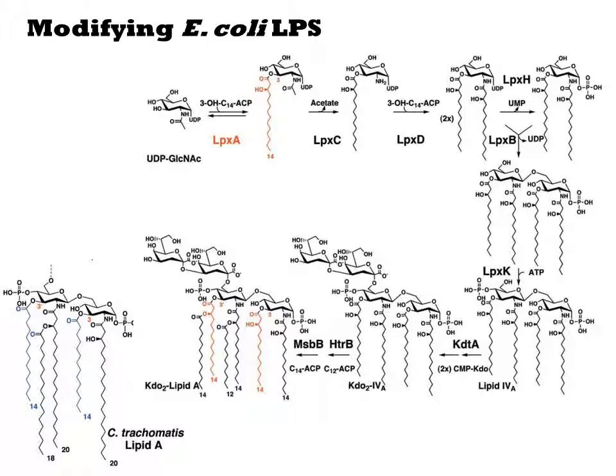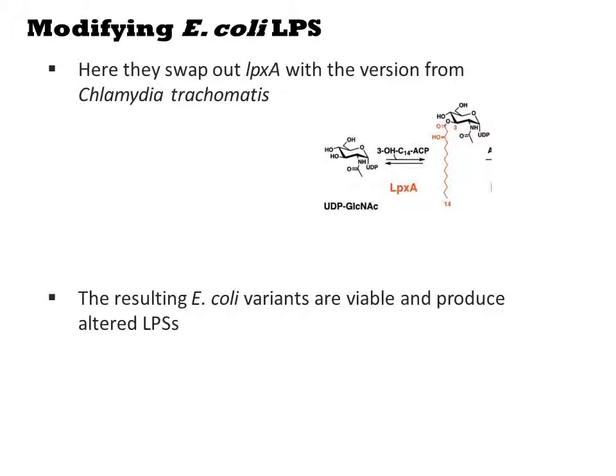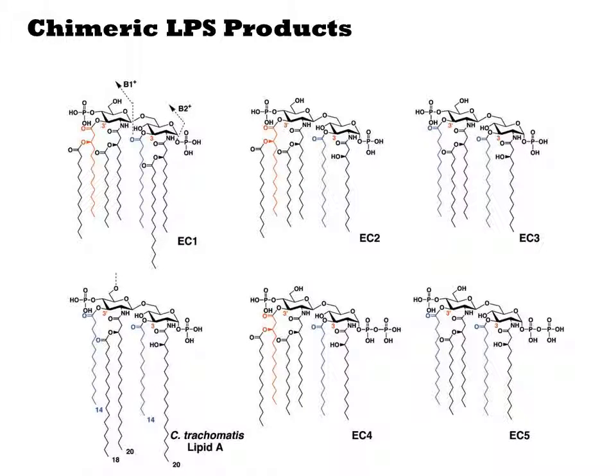If you mutate this last gene of the E. coli pathway, MSBB, you get an entirely viable bacterium that decreases interleukin-2 responses in mice twofold and is reported to have an even stronger effect on the human immune response. In this study, the authors swap out the first gene of the pathway for the cognate gene from Chlamydia. The resulting E. coli variants are viable and produce altered LPSs. But it results in a spectrum of products. They end up with at least 6 different variants of LPS that are hybrids of the hexa and pentaacylated variants.